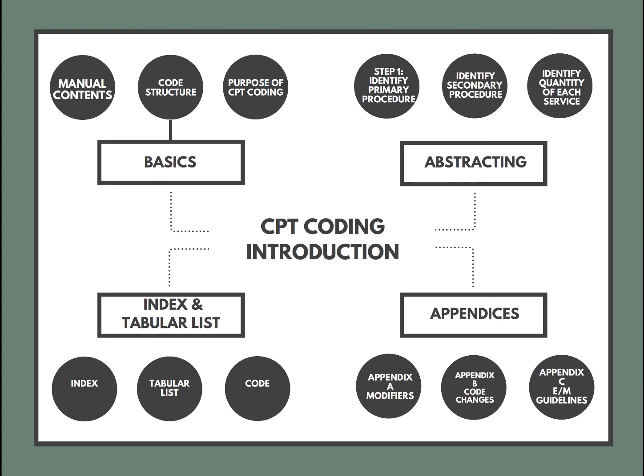The three appendices that you will reference the most often are A, B, and C, which is probably why they're up at the front of the stack of appendices in the back of the book. Appendix A we reference for modifier information. Appendix B we reference for code changes. Those include deleted codes, replaced codes, modified codes, anything that may have been updated since the last publication of the manual. And then Appendix C provides extra information on the E&M guidelines.